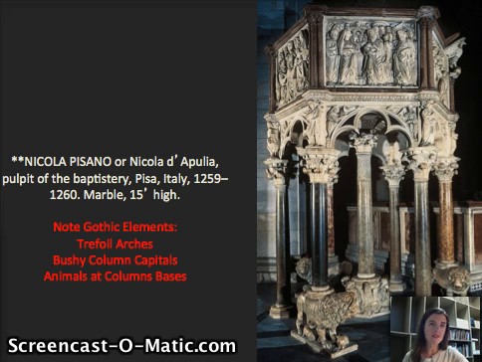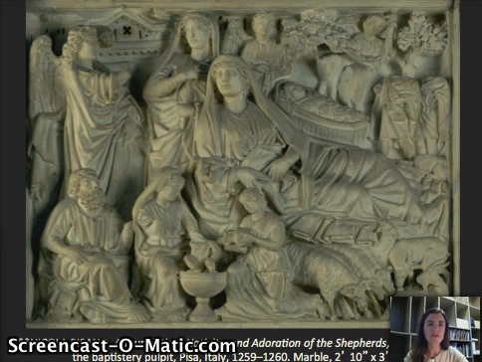So it has some medieval or Gothic elements, things like these trefoil arches here, these bushy column capitals, these animals down below. These are reminiscent of the medieval period, some Gothic elements. But if we look up at these rectangular relief sculptures, we can clearly see that these are reminiscent of ancient Roman sarcophagi and other Roman relief sculpture. So let's zoom in on one of them.